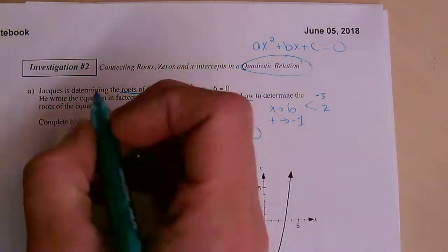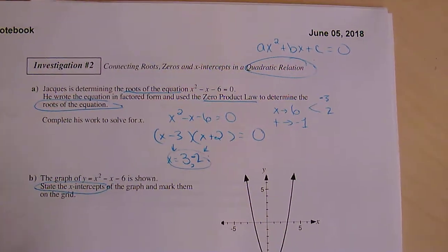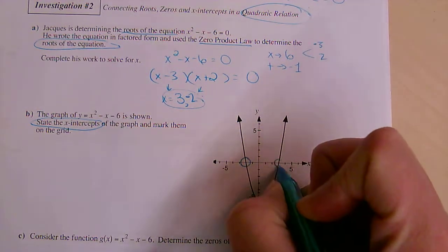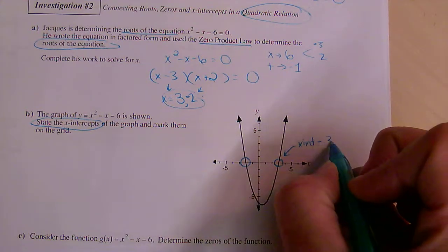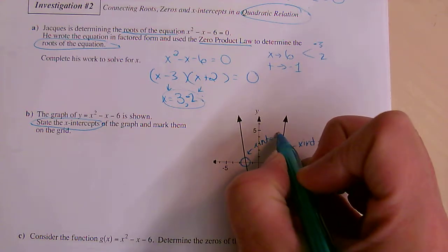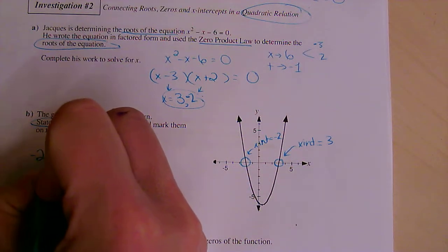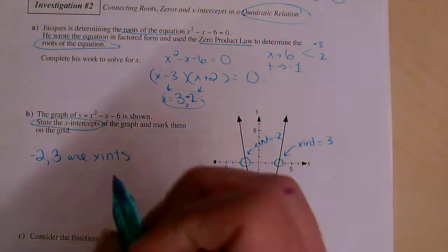Okay, that's the roots of the equation. Now we're going to be stating the x-intercepts of the graph. So it's shown here. All we need to do is mark on here that that's an x-intercept equal to 3. This is an x-intercept equal to -2. So -2 and 3 are the x-intercepts.